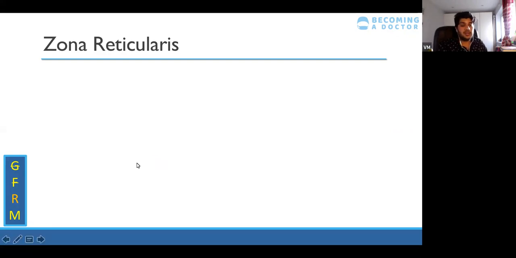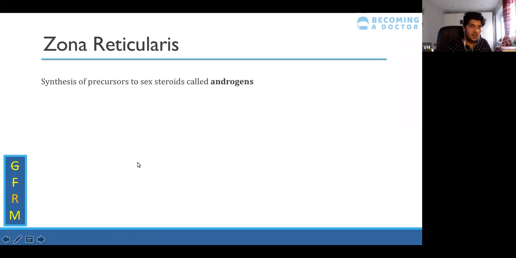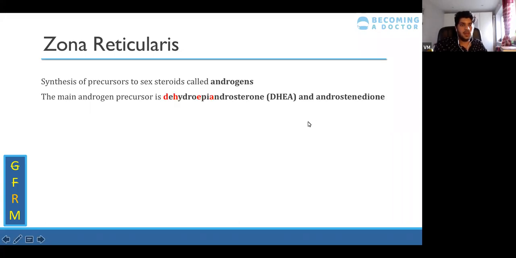also known as androgens. So the Zona Reticularis in the adrenal cortex synthesizes the precursors to sex steroids called androgens. And the main ones you need to know about are dehydroepiandrosterone and androstenedione, DHEA and androstenedione, and they are the precursors to testosterone and estrogen.